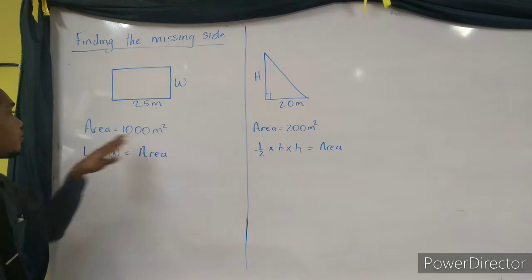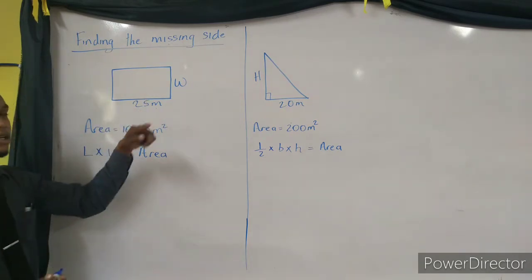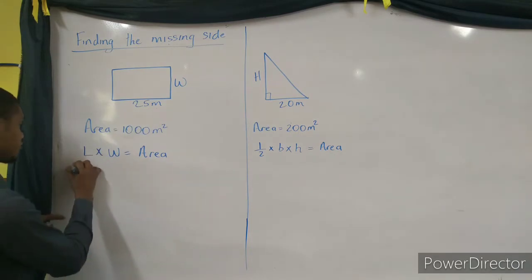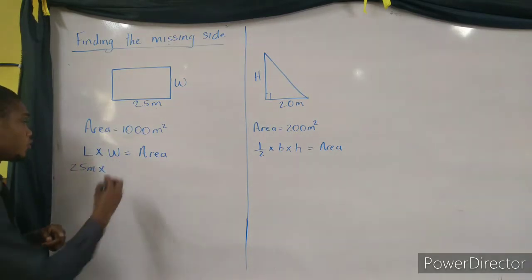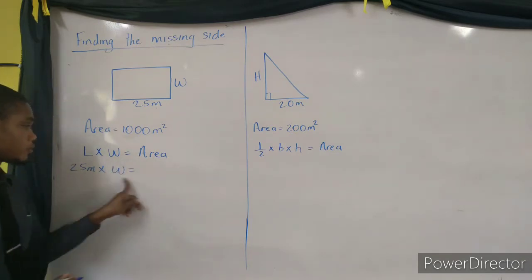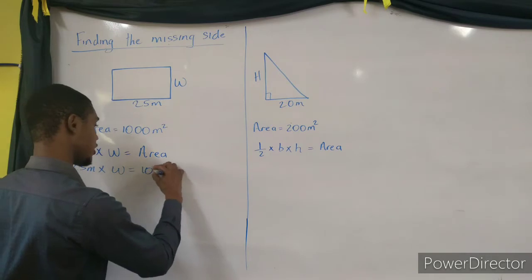We don't know the width, but the final area is 1000 meters squared. So you'll fill in your value. So the length is 25 meters times your width, which you don't know, and the product of these should give you 1000 meters squared, which is your area.